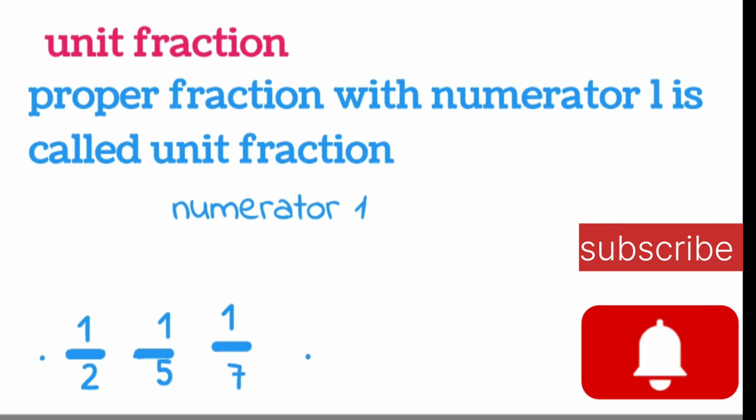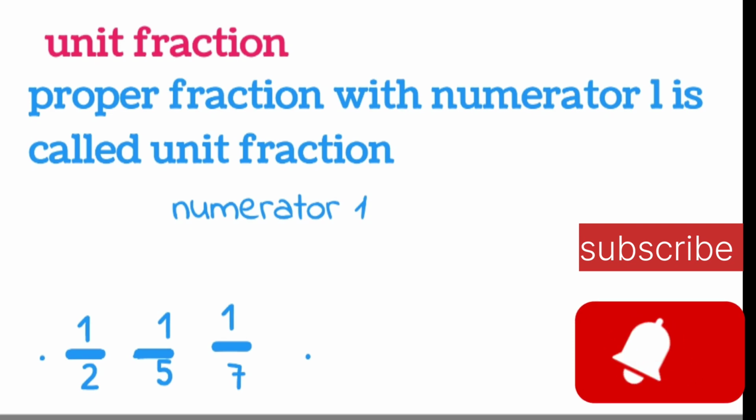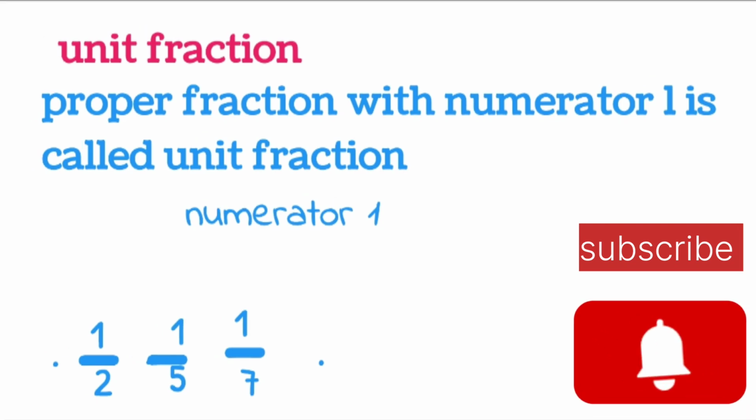Higher than the numerator means higher than 1. So 1 by 2, 1 by 5, 1 by 7 are proper fractions, and they are unit fractions also. Why? Because the numerator is 1.